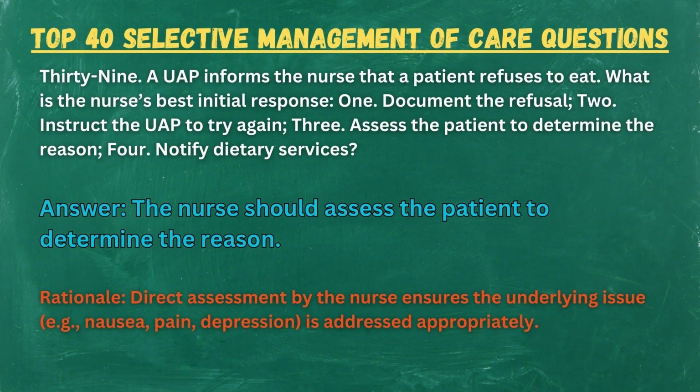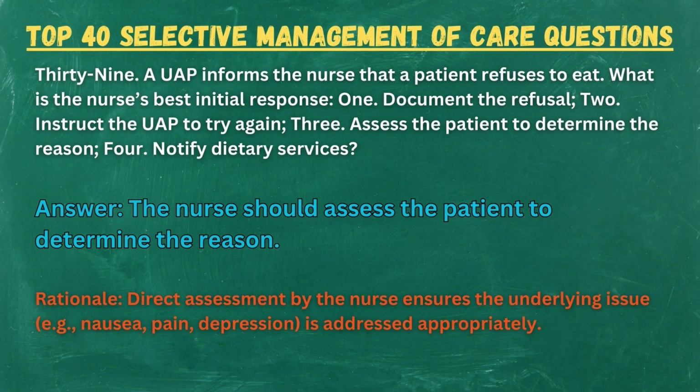39. A UAP informs the nurse that a patient refuses to eat. What is the nurse's best initial response? 1. Document the refusal. 2. Instruct the UAP to try again. 3. Assess the patient to determine the reason. 4. Notify dietary services? Answer: the nurse should assess the patient to determine the reason. Rationale: direct assessment by the nurse ensures the underlying issue, e.g., nausea, pain, depression, is addressed appropriately.